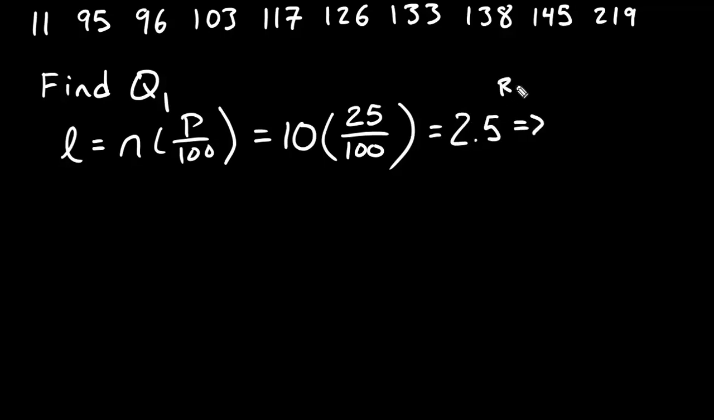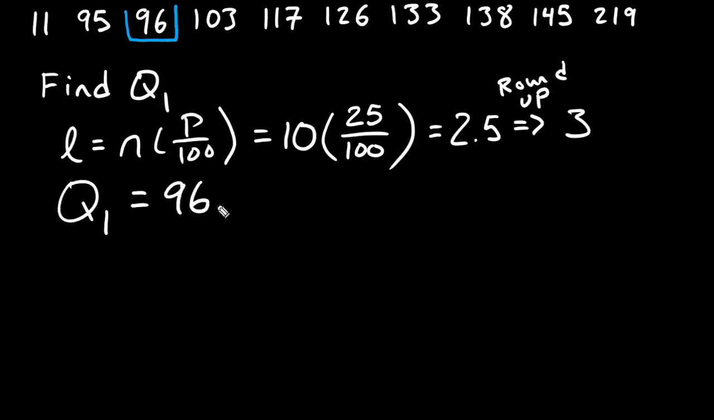We're going to round that up, because we don't have a whole number. If we don't have a whole number, we use the 3.A rule, which tells us to round the number up, and so we get a 3. That's telling us that Q1 is the third number in our ordered data set. So 1, 2, 3, and we can see that 96 is our Q1, or another way of saying that is Q1 equals 96. And that's all we have to do to find Q1.